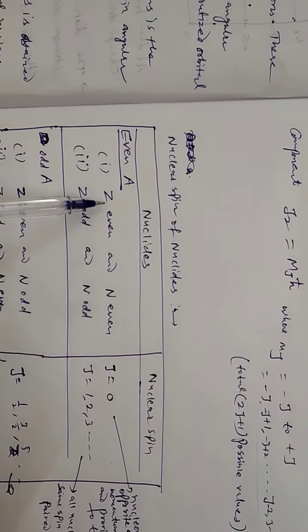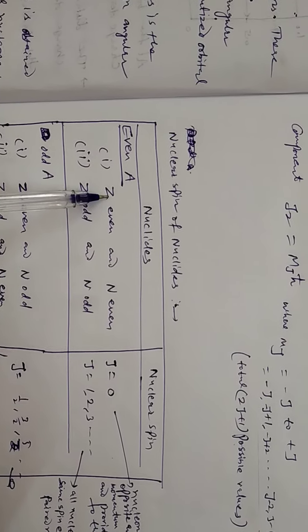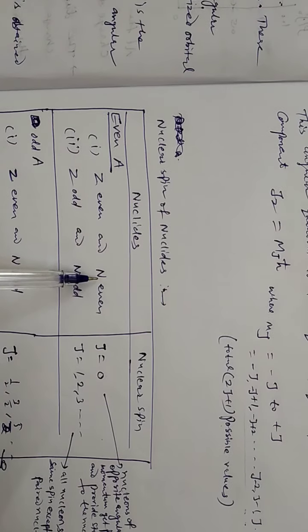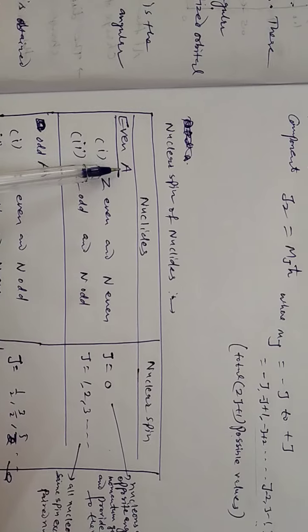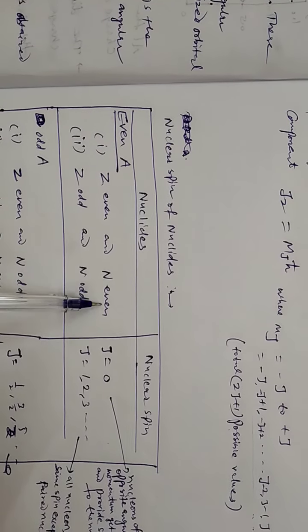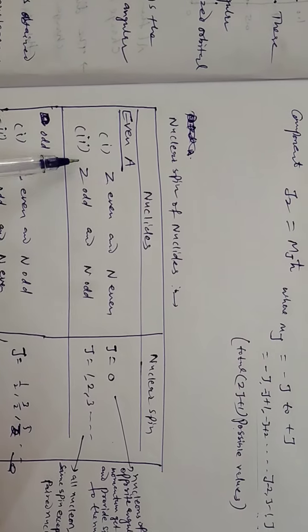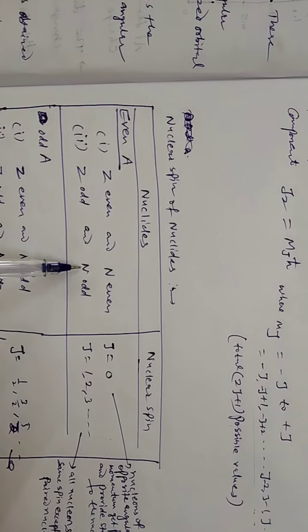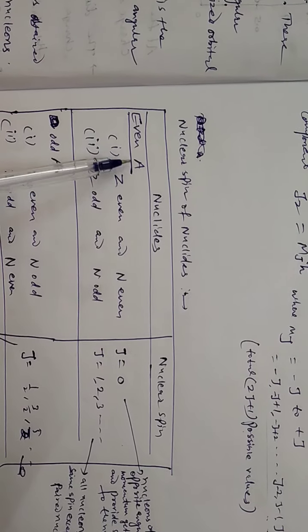Here Z is the number of protons, means atomic number, and N is the number of neutrons present in a nucleus. So even A means there are two conditions. If Z is even and N is even, then the sum of these two gives even A. Similarly, if Z and N are both odd, then it also gives even A. So for even A there are two conditions.